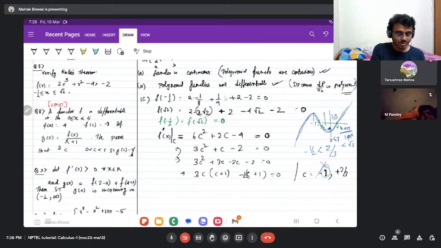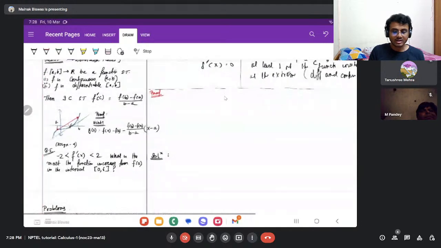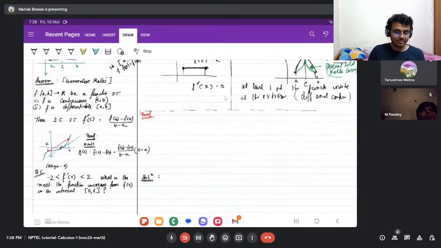Okay, this is done. The last concept for today is the Lagrange mean value theorem. So what is Lagrange mean value theorem? It says that it is nothing but a generalization of the Rolle's theorem. So if you have a and b, even if they're not equal, there will exist a point C such that the tangent at that point is parallel to the line joining A and B.